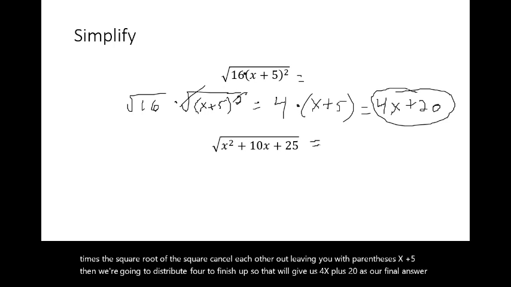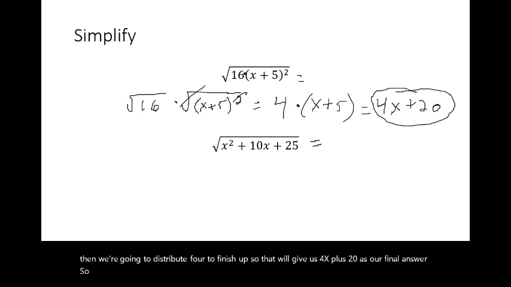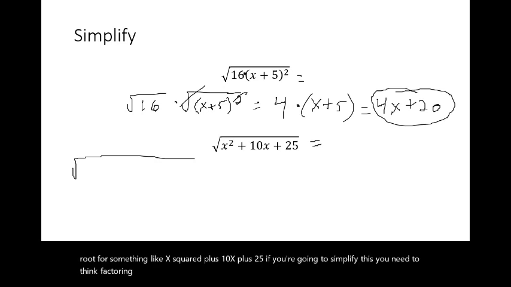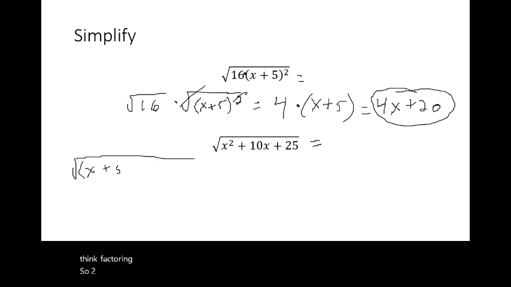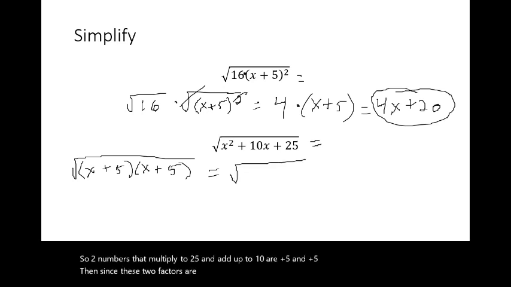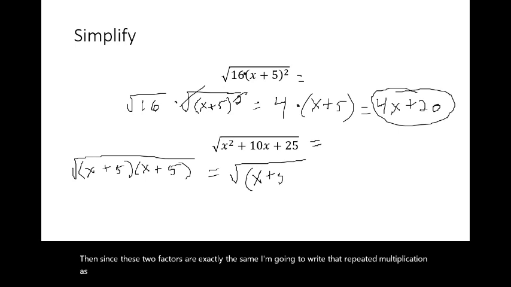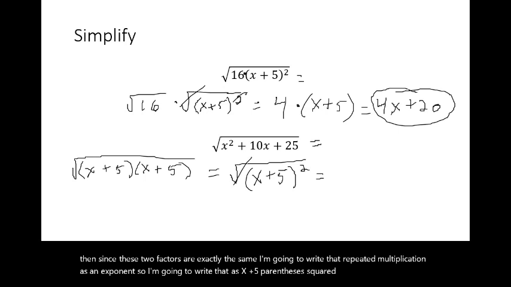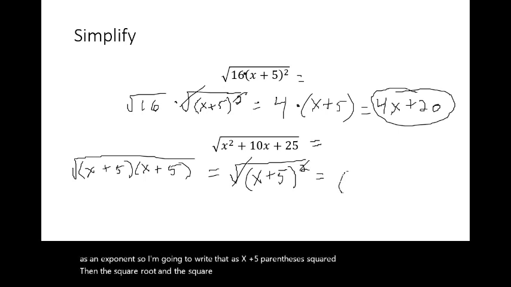So then for this last one, because you cannot break up addition or subtraction inside of a square root, for something like x squared plus 10x plus 25, if you're going to simplify this, you need to think factoring. So two numbers that multiply to 25 and add up to 10 are plus 5 and plus 5. Then, since these two factors are exactly the same, I'm going to write that repeated multiplication as an exponent, so I'm going to write that as (x plus 5) squared. Then the square root and the square will cancel each other out, leaving you with parentheses x plus 5 as a final answer.